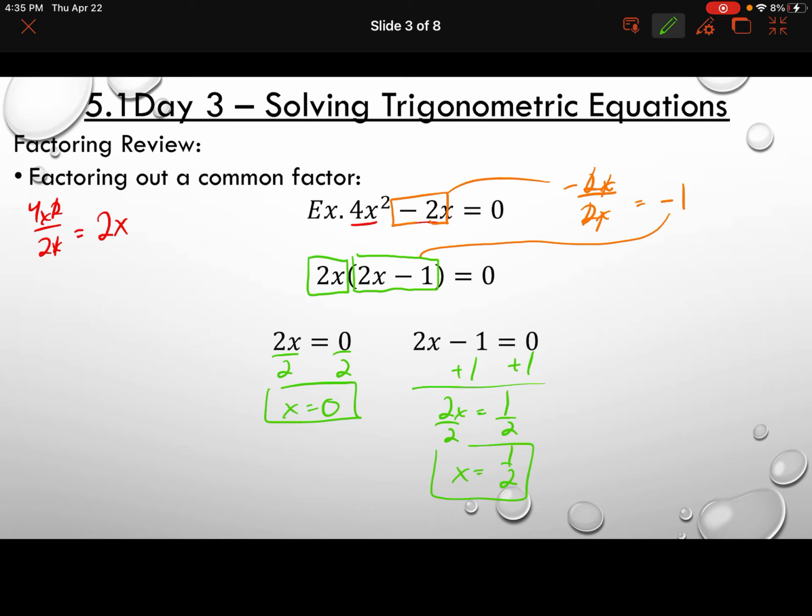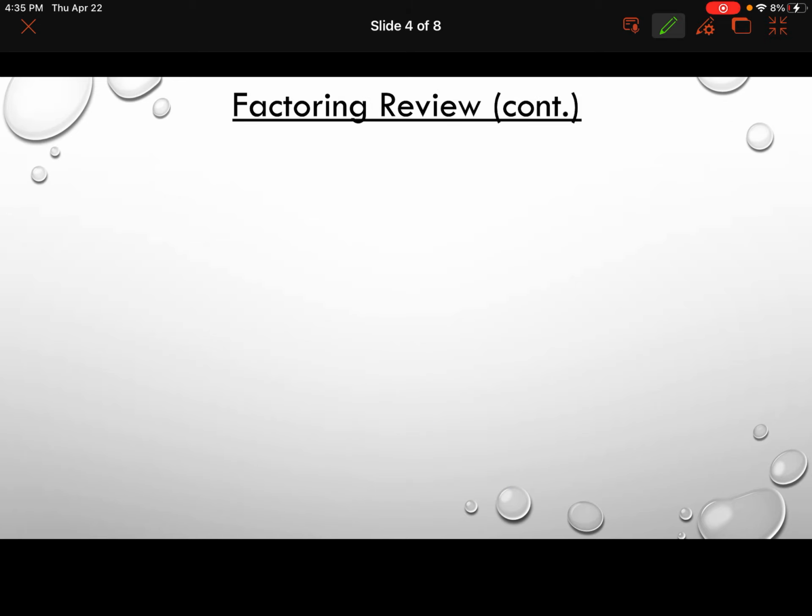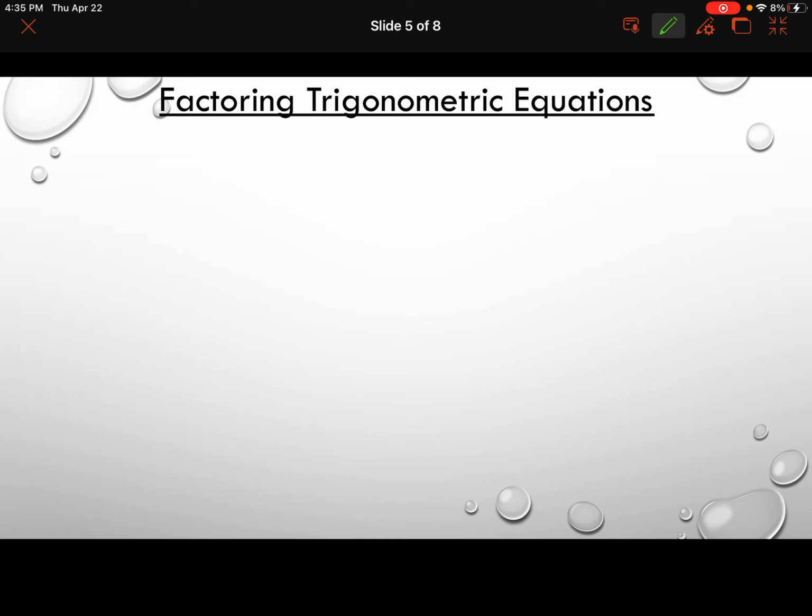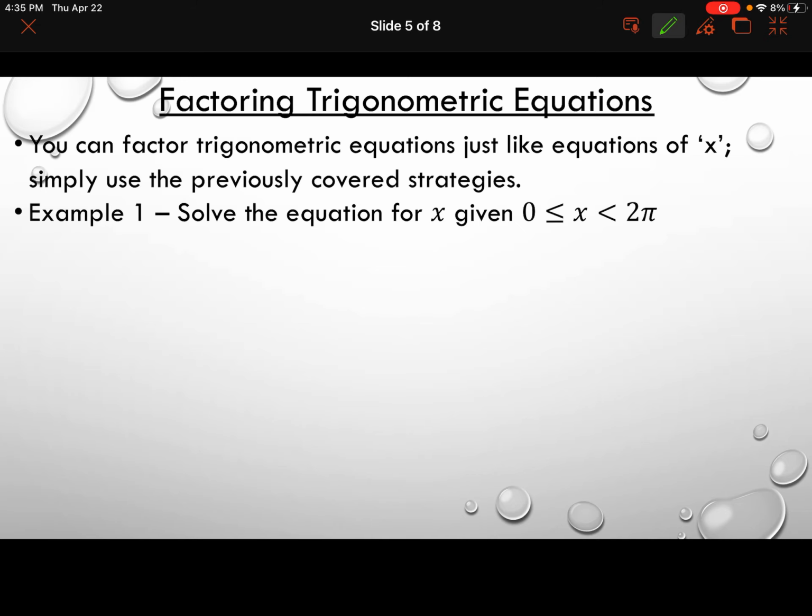Okay, so that's how you have your solutions of 0 and 1/2. So now let's look at a trig example using this method. Let me go a little bit forward here. We're going to skip that for a second. All right, so here's your equation.